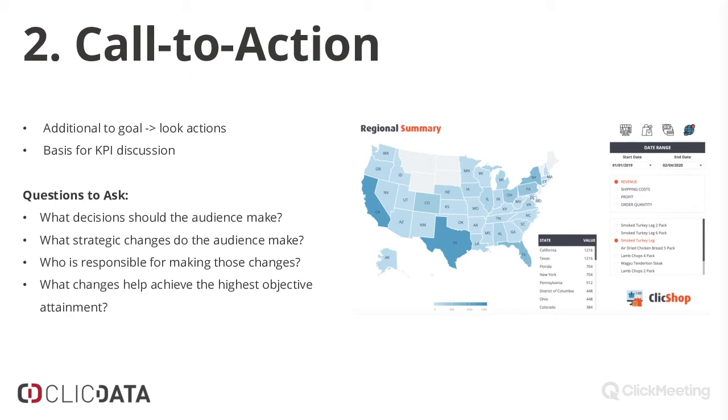Some of the questions that we'll engage with while discussing call to action are: What decision is the audience trying to make? What strategic changes are they trying to make? Who is responsible for this decision? And what changes can they make which will help them achieve the highest objective?